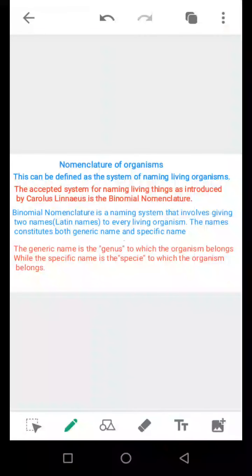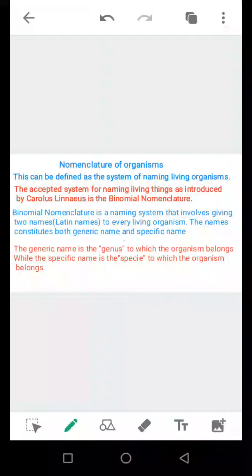Now we move on to nomenclature of organisms. We have different organisms, and it will be very bad if we don't know how they are named scientifically. So the system of naming living organisms is known as nomenclature. Scientifically, the accepted system of naming living organisms was introduced by Carolus Linnaeus, and it is known as the binomial nomenclature. So binomial nomenclature can be defined as a naming system that involves giving two names.